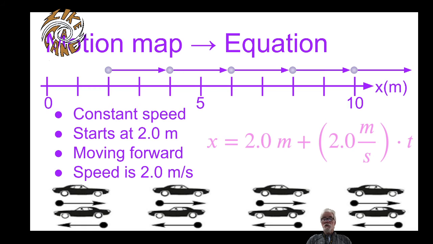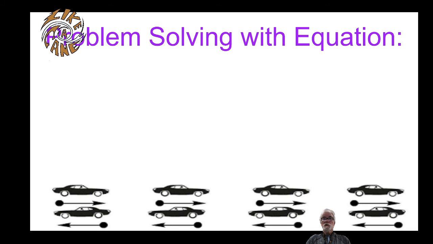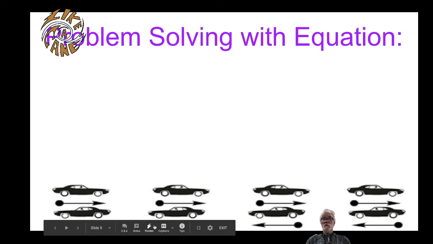Putting all this together, this allows us to build the equation. The position is the starting position, which we know is 2 meters from the map, plus 2 meters per second times the time. Let's take a look at two common problems that a CVPM equation can help us solve.